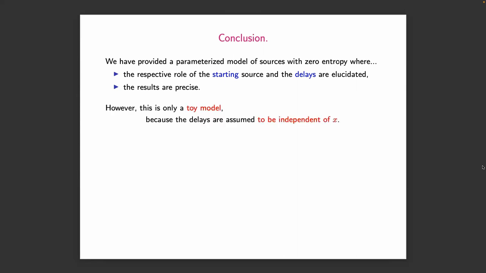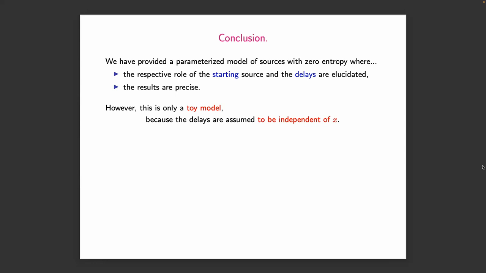But of course, this is only a toy model, because the delays are assumed to be independent of x. All the x of your interval must decide the same delay. For instance, it is not true for the Euclid source, because for the Euclid source, depending on the position of x, you have computational times to compute A sub L which are not the same.